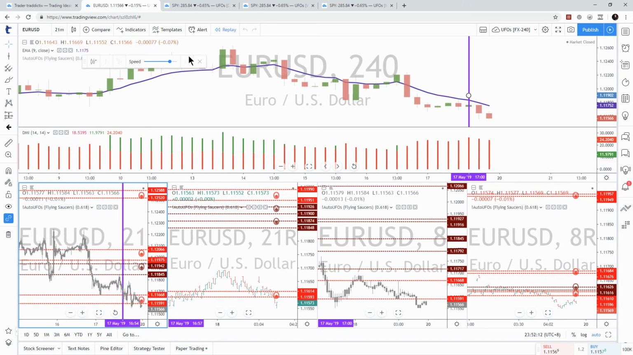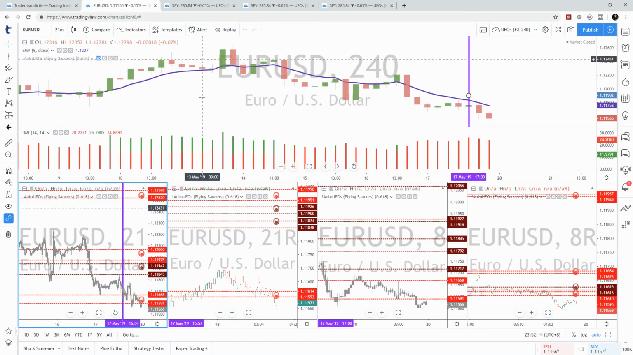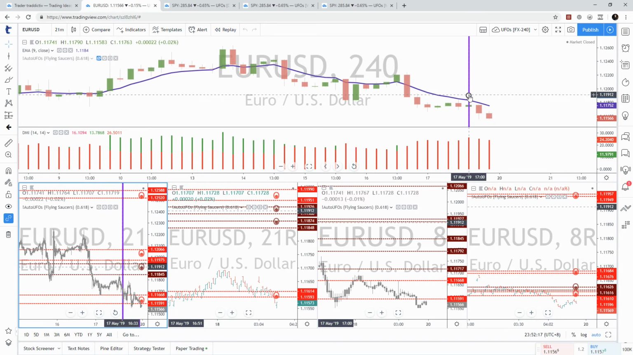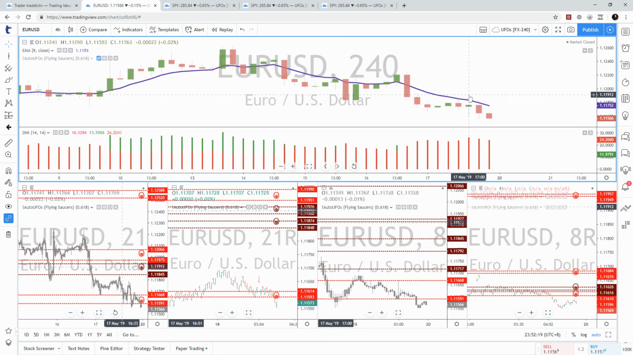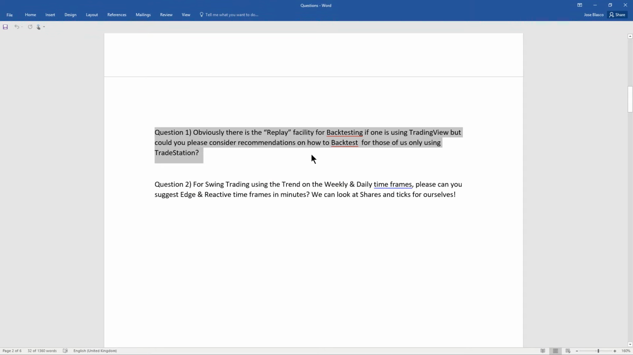And again, with the market replay methodology, notice how powerful this can be. Is that making sense? So the question that we have in the Word document is very valid, very, very valid, because it would be great to have this functionality in TradeStation, but we don't have it.